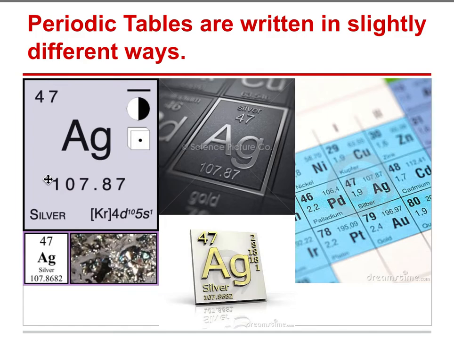So you can see here we've got 107.87, and 107.8682. That's the same number, it's just rounded to a different number of significant figures. Same deal here. So those same basic pieces of information tend to appear across periodic tables. What you need to do is learn how to recognize them on whatever periodic table you happen to be using.